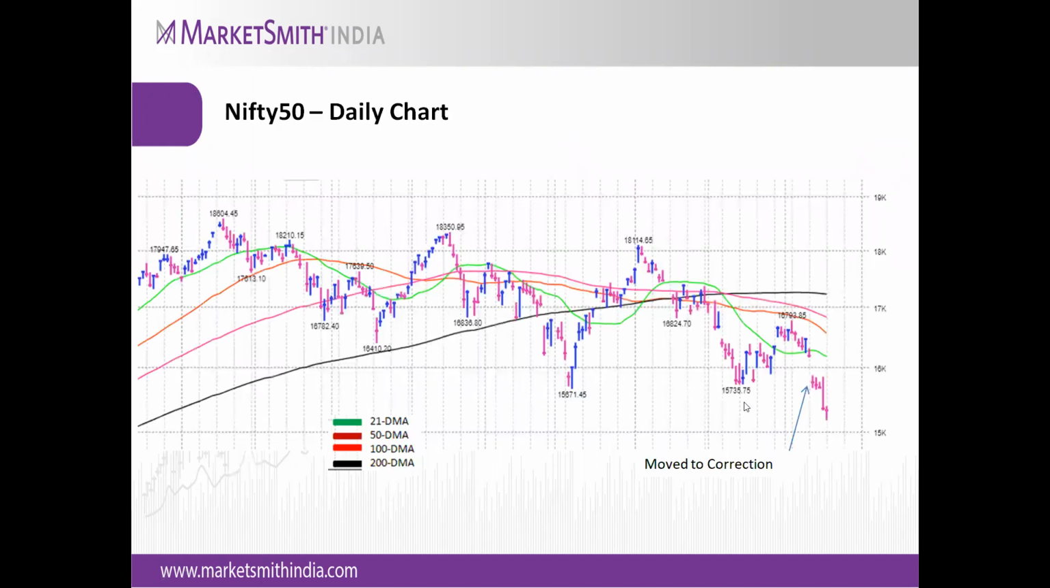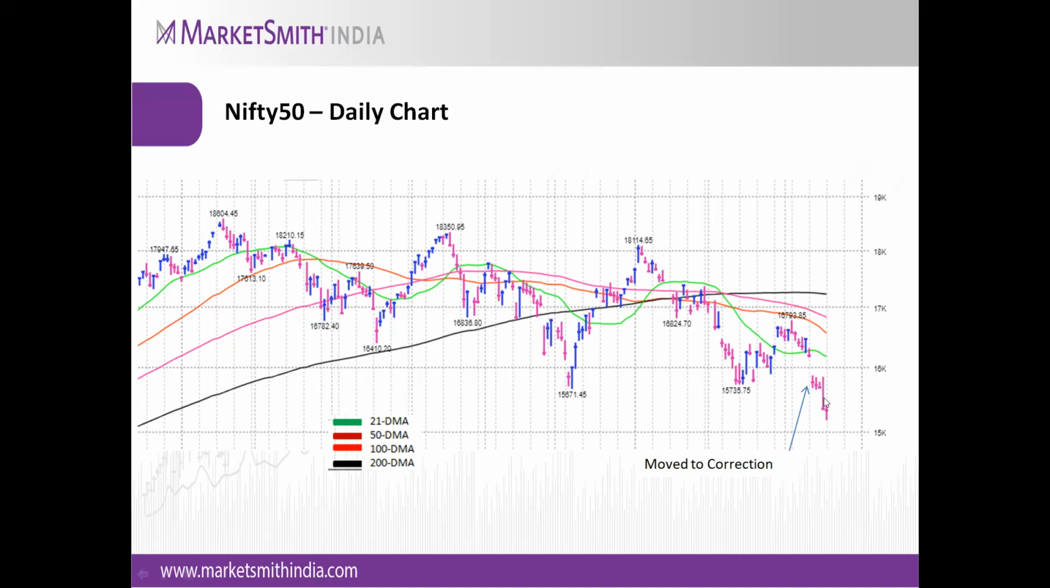Let's talk about Nifty and how it is placed on the daily chart. This is the Nifty's daily chart taken from MarketSmith India. You can see here, this is Monday's candle. Nifty gapped down on Monday and breached a recent correction low of 15,735 on an intraday basis. According to our O'Neill rules, we have changed the market status to downtrend as it breached the previous correction low. During the 5 trading sessions, the Nifty closed lower, indicating strong bearishness in the market.